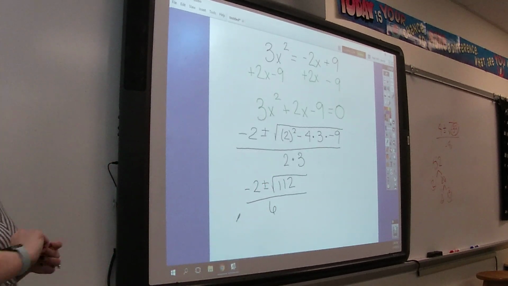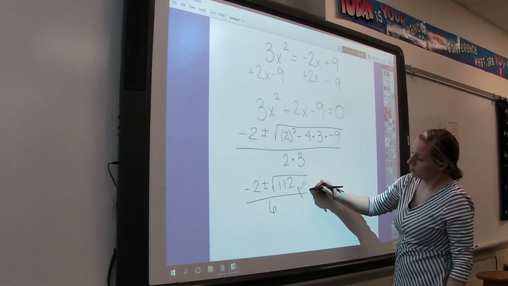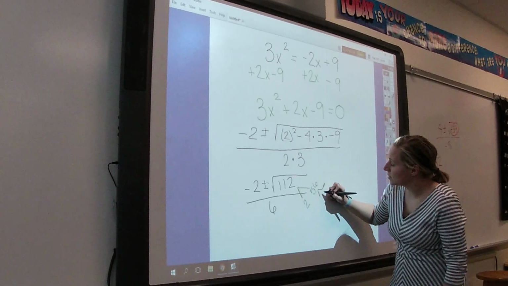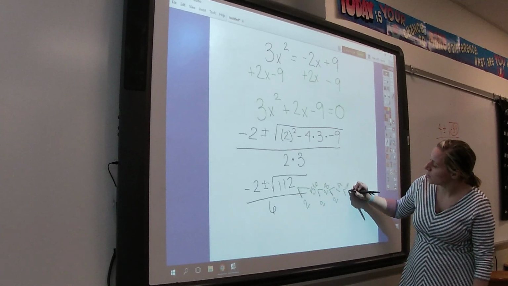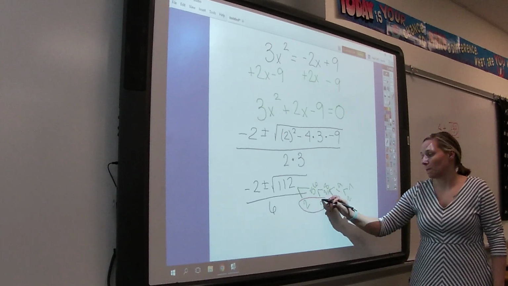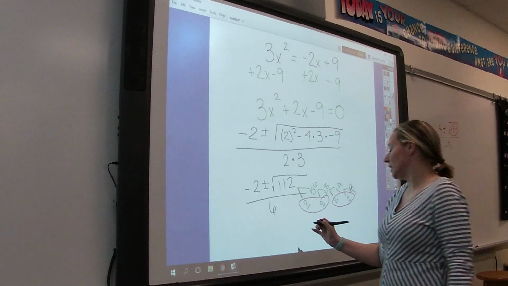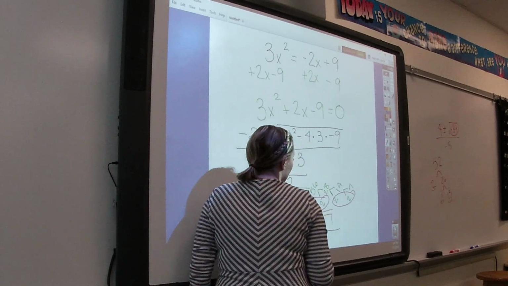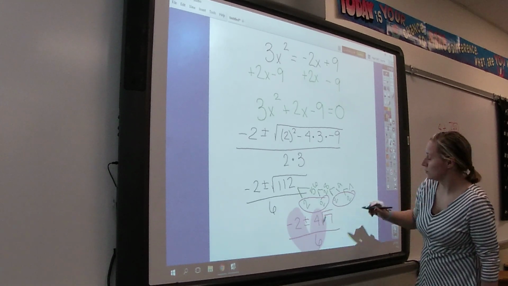So what are we going to have to do with that 112? Right? Start simplifying. So 2 and 56, 2 and 28, 2 and 14, 2 and 7. So 4 square root 7. So we'll have -2 plus or minus 4 square root 7 all over 6.